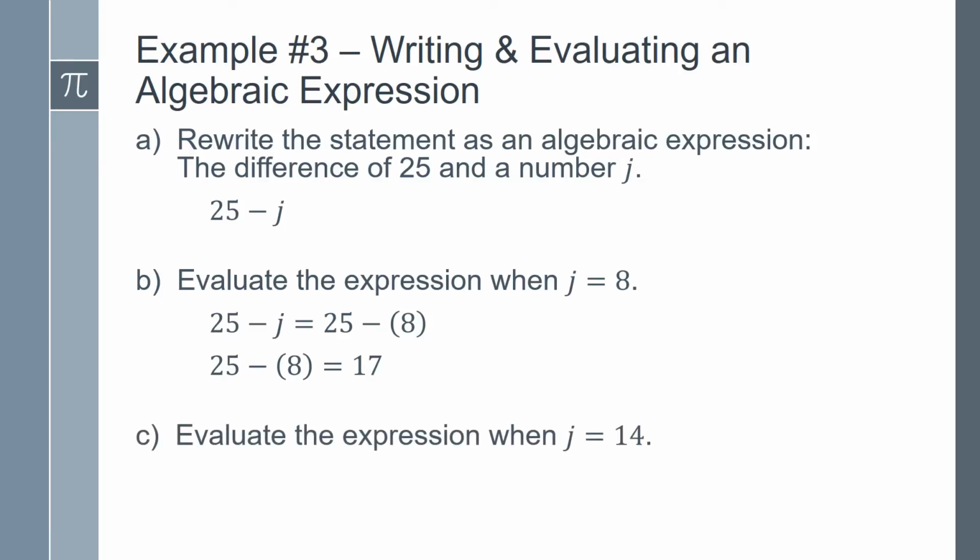For part C, we will evaluate the expression when j equals 14. 25 minus j becomes 25 minus 14, which equals 11. So 25 minus j equals 11 when j equals 14.